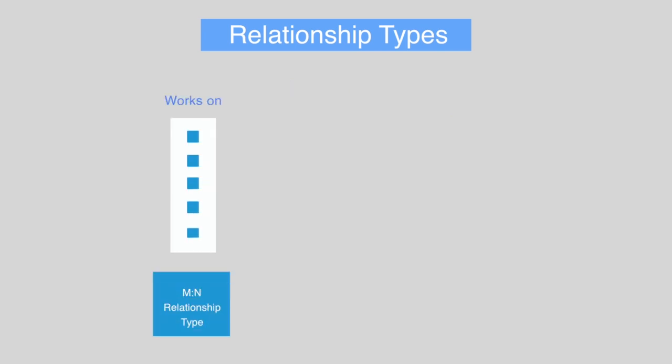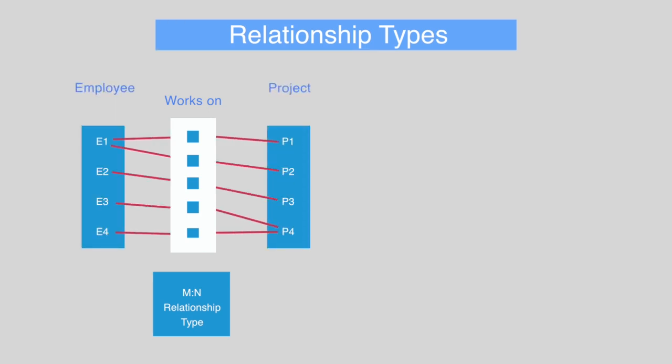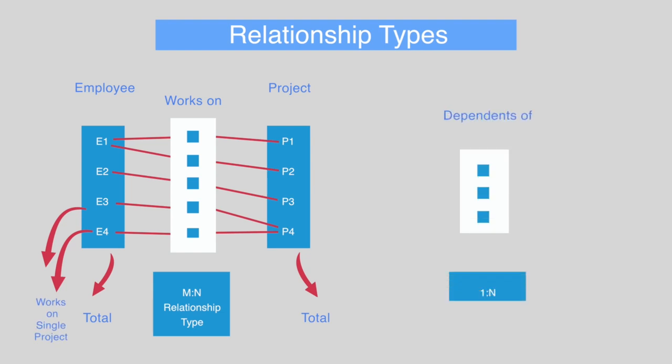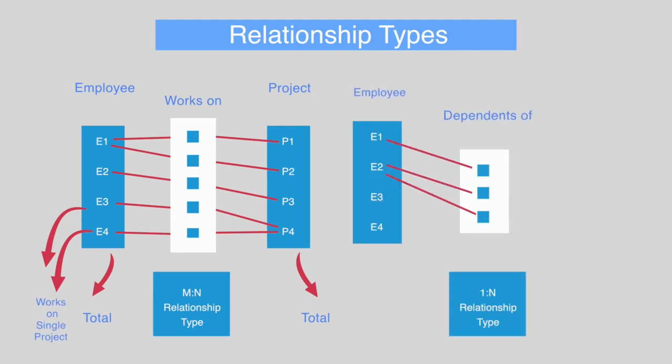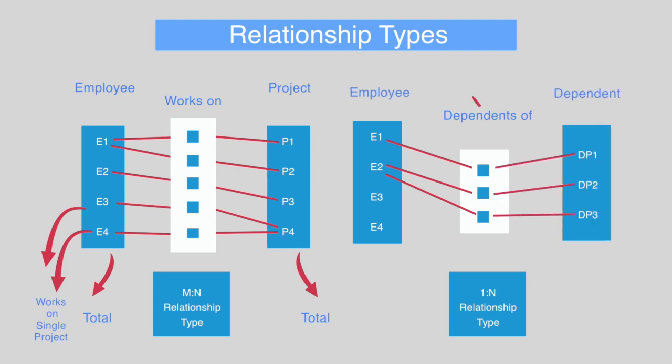Works on is an m-to-n or many-to-many relationship type between employee and project. Both participations are total. Clients indicate that several employees can work on a single project. Dependence of is a one-to-n relationship type between employee and dependent. It is also the identifying relationship for the weak entity type dependent. The participation of the employee is partial. The participation of dependent is total.